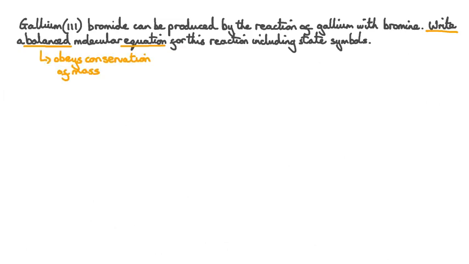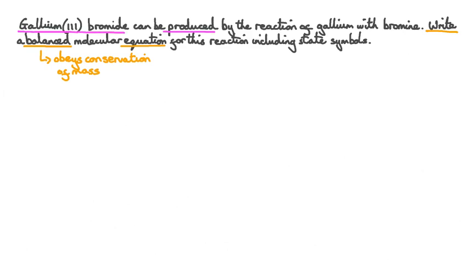When an equation is balanced, it obeys the law of conservation of mass. This means in practice that we need to have the same number of atoms of each element on both the reactant side and the product side. Let's begin writing our equation by extracting the reactants and the products from the information given.